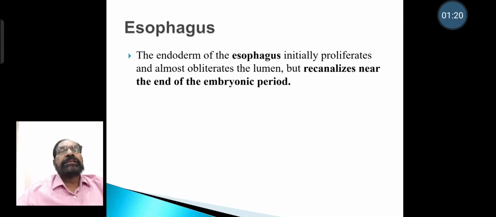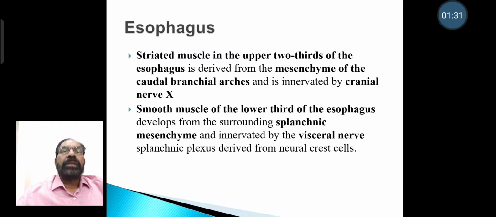Endoderm of the esophagus initially proliferates and almost obliterates the lumen but recanalizes near the end of the embryonic period. Striated muscle in the upper 2/3 of the esophagus is derived from the mesenchyme of the caudal branchial arches. So it is innervated by cranial nerve 10, that is vagus, through accessory nerve.